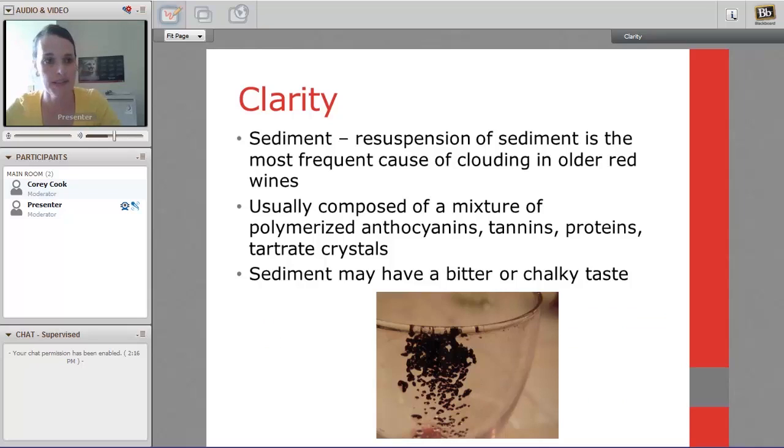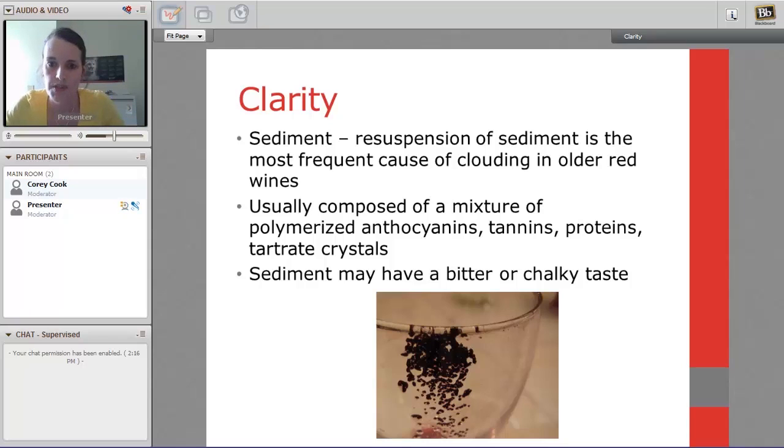Sediment. This is something else you can see in your wine. So the resuspension of sediment is the most frequent cause of clouding in older white wines. So after you pour the wine, you might see a clouding, and this is an argument to be made perhaps for decanting the wine ahead of time. So pouring it into a different container and allowing the wine to settle, so the sediment would then settle down, gravity settle down to the bottom of your decanter.